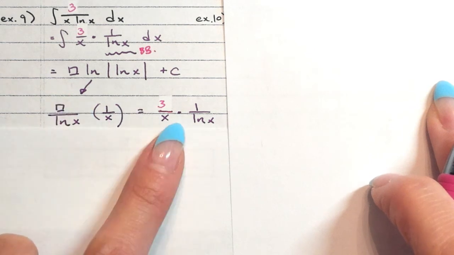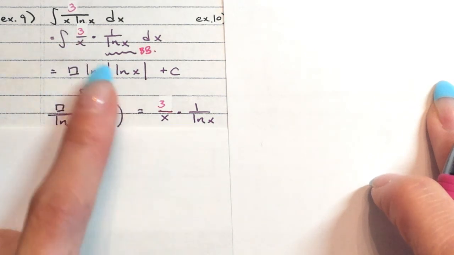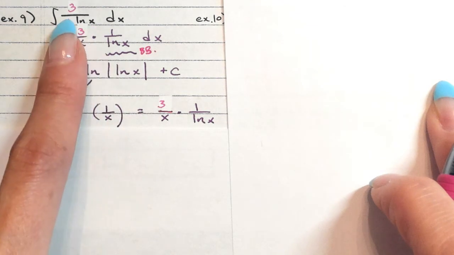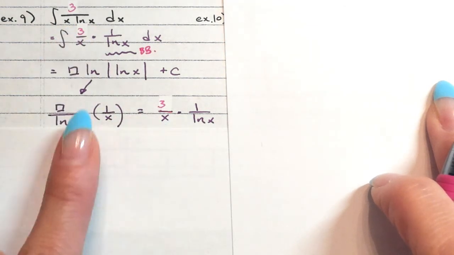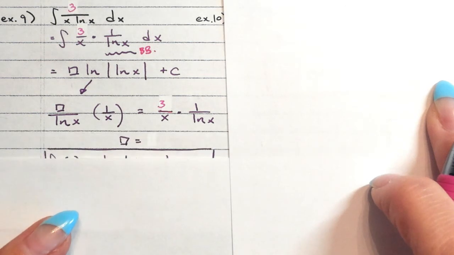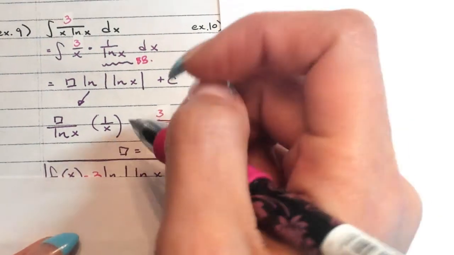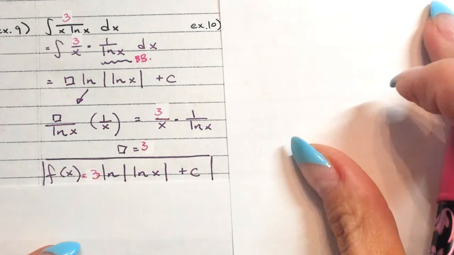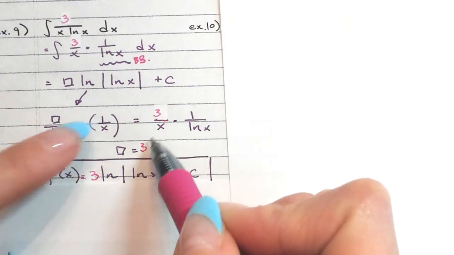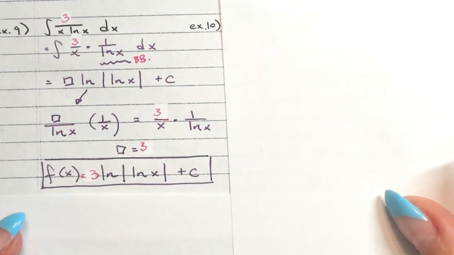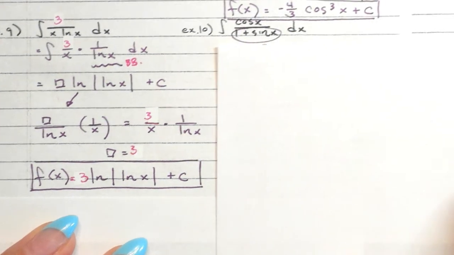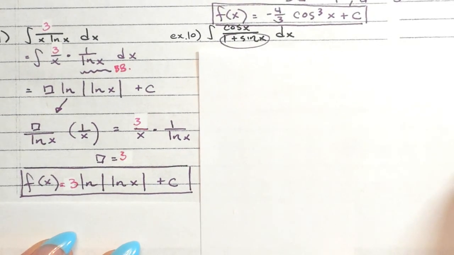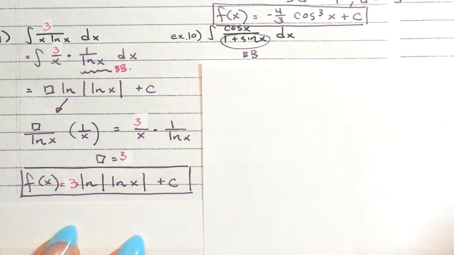I set that equal to the original. You can use either one. This is an original too. You set that equal to the OG, the original. You solve for your box, and I didn't write it in, and my box equals 3, right? Because these two divide away, the x's divide away, my box equals 3. So that's number 9.